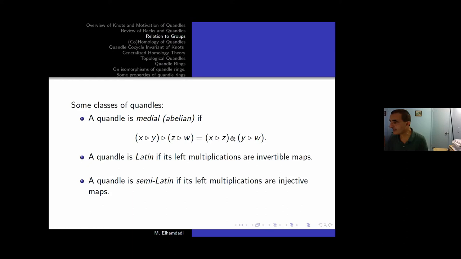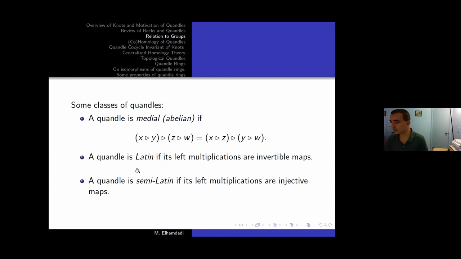Now, Joyce called them abelian quandles. The word abelian may be misleading, but there is a reason why he called them abelian quandles, because you can check that this relation is equivalent to the transvection group being abelian. Then the transvection group, the group generated by Rx, Ry inverse, is abelian if and only if you have this relation.